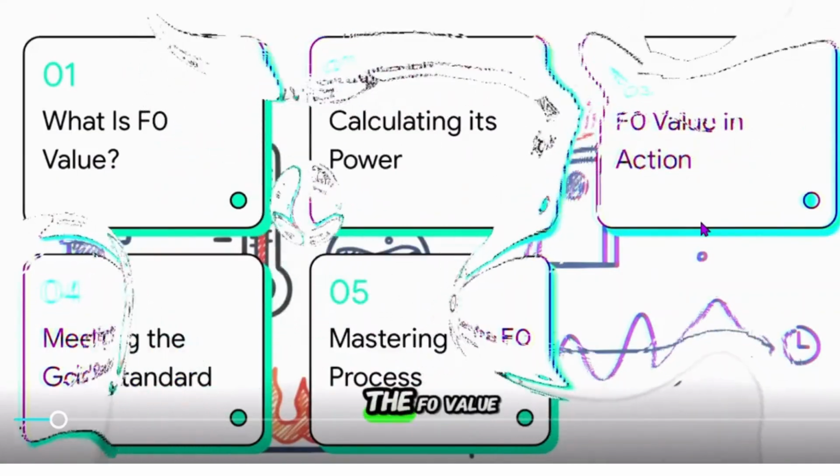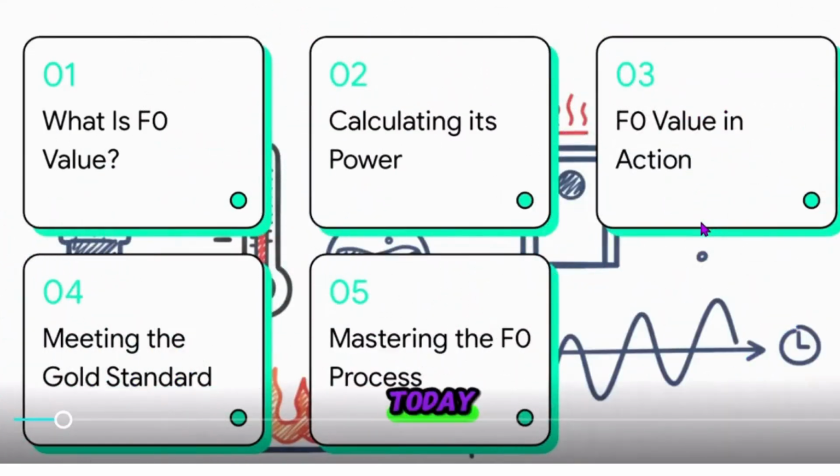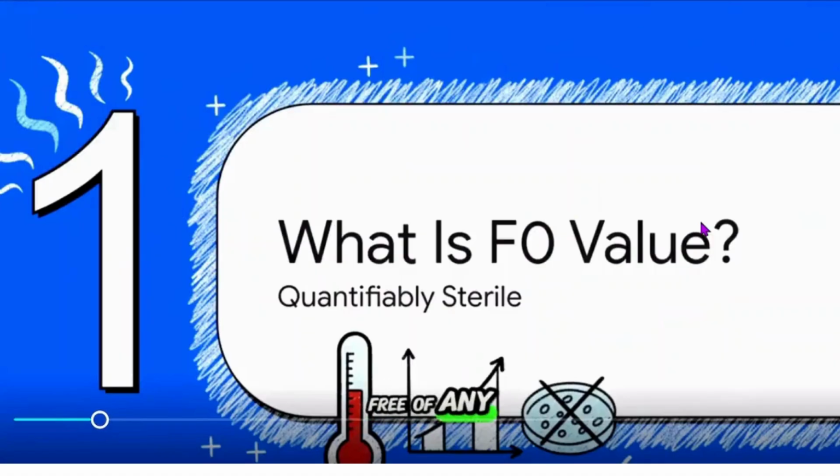So here's our game plan for today. First up, we're going to get a really solid handle on what the F0 value actually is. Then we'll take a little peek under the hood and see how its power is calculated. From there, we'll check out where it's used in the real world, figure out what it takes to meet the industry's gold standard, and we'll wrap up with some best practices for really mastering the process. All right, let's dive right in.